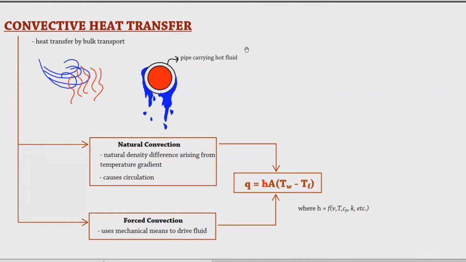Okay, but before we solve for that, let's just provide some information regarding convective heat transfer. Now, there are just two general types of convection. The first one is natural convection. This natural convection occurs in a way that there's a natural density difference arising from a temperature gradient. And of course, since we have this kind of difference in temperature, it will cause this circulation.